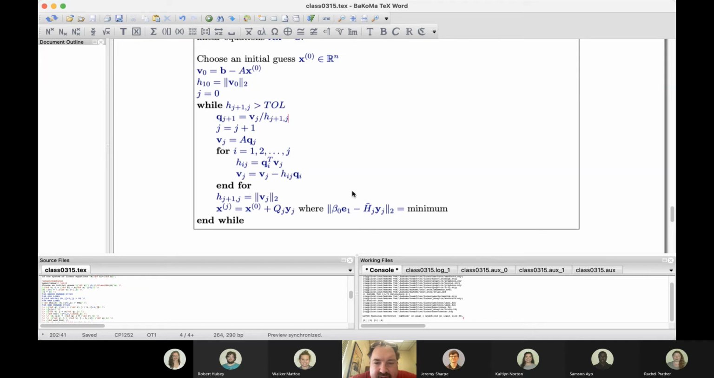Now, okay, I need to change this to H10. So as I define my elements of H tilde, I solve this least squares problem. My solution is the vector yj, and I use that here to construct my iterates.